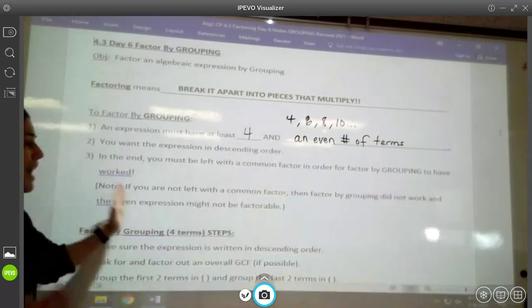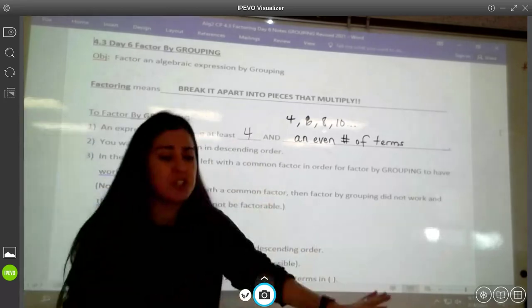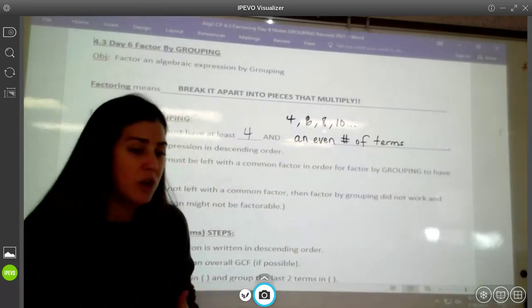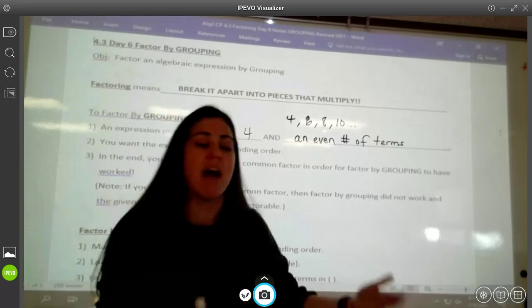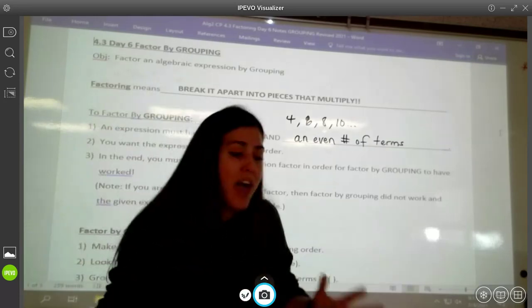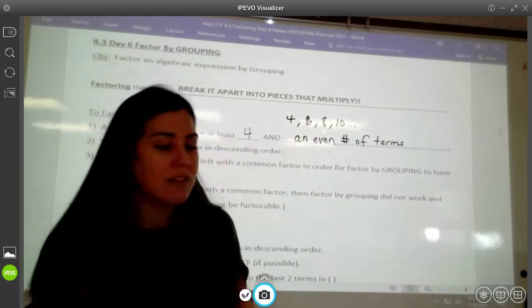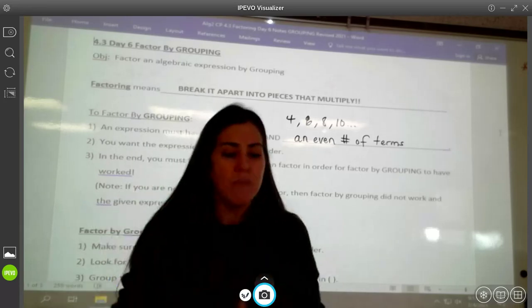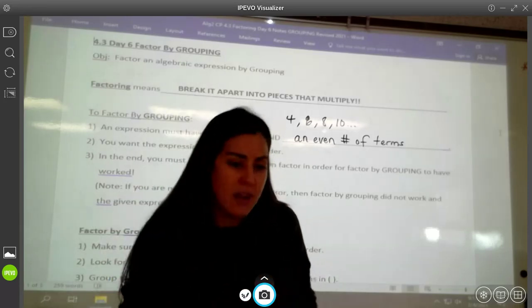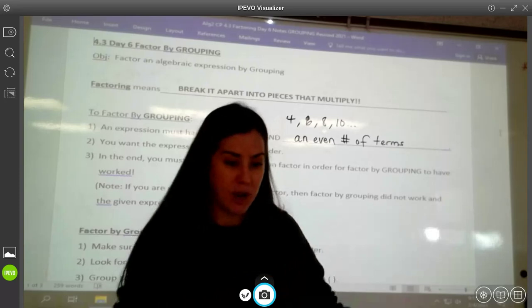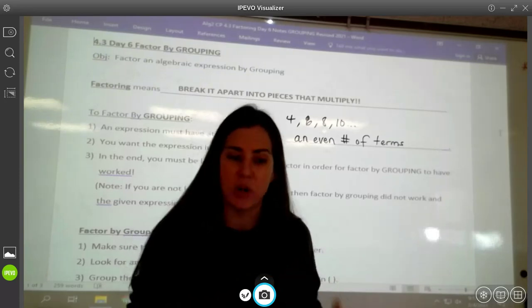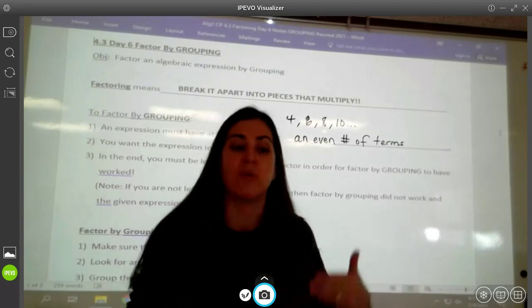If you do not end up with this common factor, and you'll see what I mean in a second, it means factor by grouping didn't work, and maybe it's not factorable at all. And that's fine. I'm not going to assign you any like that, but just know in the future, this is not a foolproof method. Not everything can be factored by grouping, but it's definitely a technique that we are going to use a lot on a lot of problems that can.